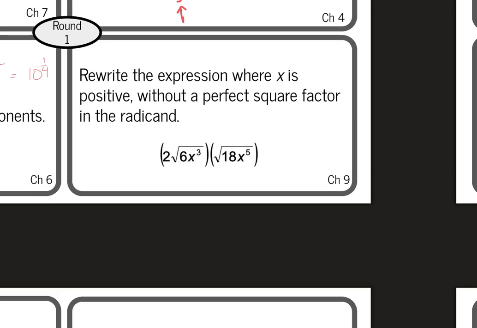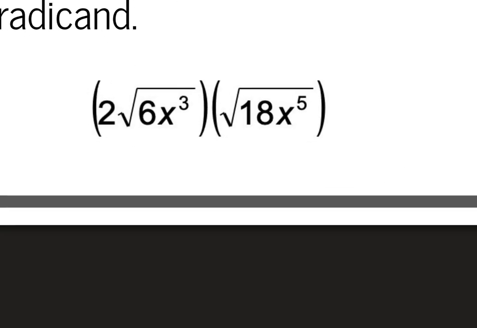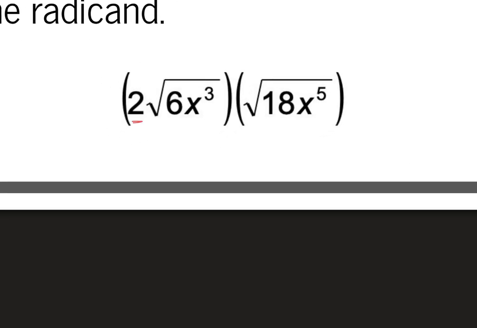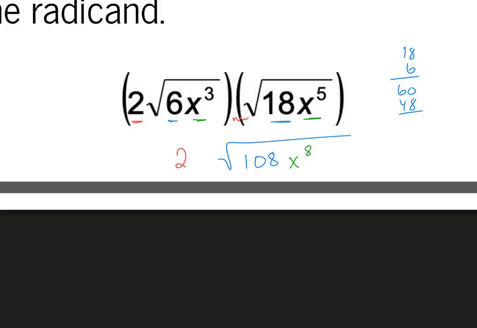Rewrite the expression where x is positive without a perfect square factor in the radicand. That sounds awful. Like if I were to just have you read this without any context, I would personally be upset alongside of you, right? But really all we're going to do is multiply these two and simplify it. So 2 is multiplying nothing out front. 6 is multiplying 18. So let's see, 18 times 6, that's 60 plus 48, that's 108. So the square root of 108. X to the 3rd times x to the 5th is x to the 8th.